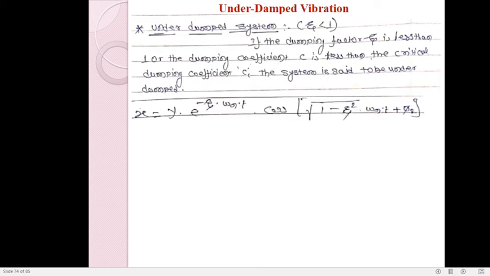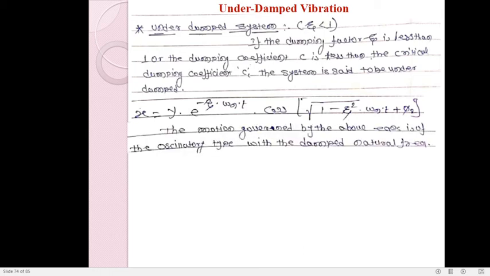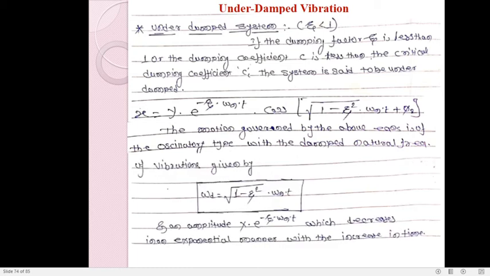Then after putting in the initial conditions for finding the displacement equation, we get the equation for x as Y into e to the power minus xi omega n t into cos of (square root of 1 minus xi squared into omega n into t plus phi 2). This phi 2 is the phase angle or phase difference between the applied force and the displacement of the body, and Y is one more constant which we have to define. The motion governed by the above equation is of the oscillatory type with the damped natural frequency omega d, equal to square root of 1 minus xi squared into omega n.